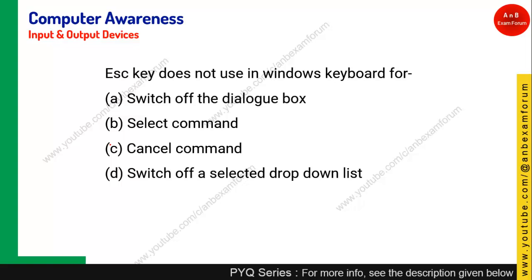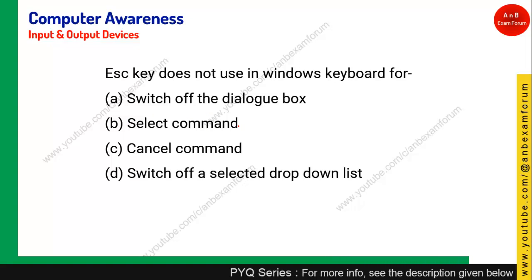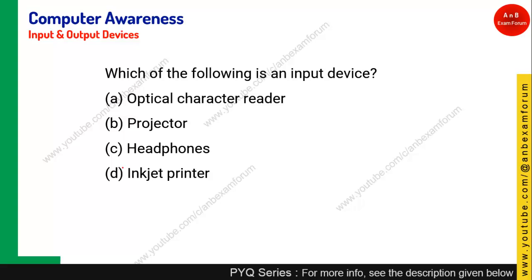Okay, coming to the next question, escape key is not used in Windows keyboard for what? We know for select command we are using enter key, not escape key. Okay, so option B is the right answer. For switching off the dialog box, yes, escape key is used. Cancel is used to escape the command, whereas if you want to close the drop-down from the select list, then again escape key is used. So select command we are using with the help of enter key. So option B for this question is the right answer.